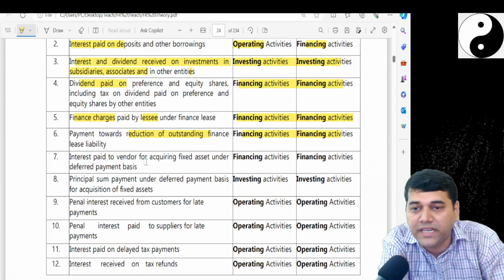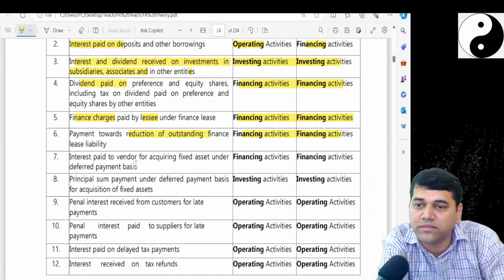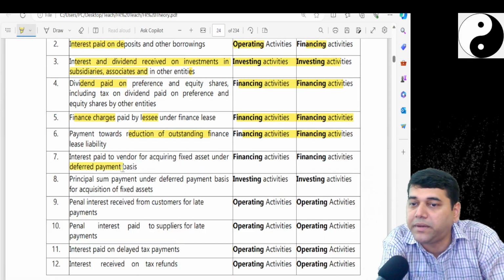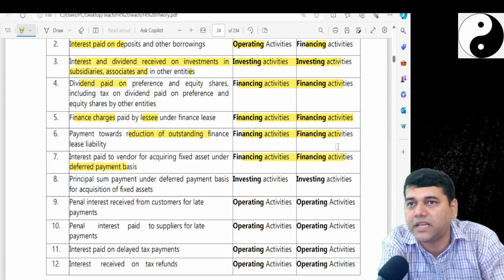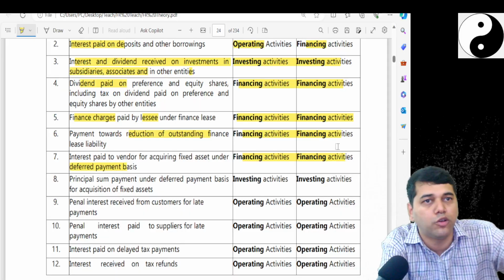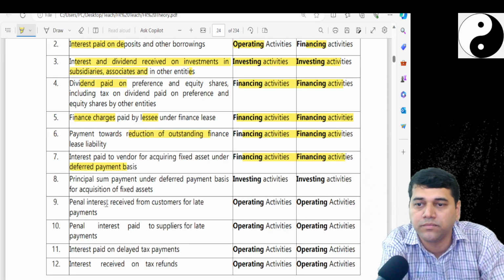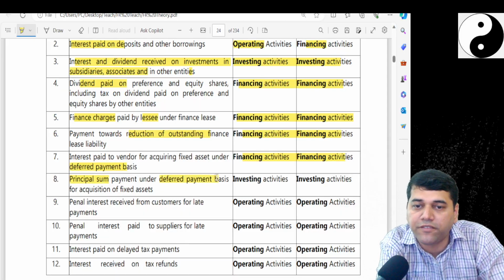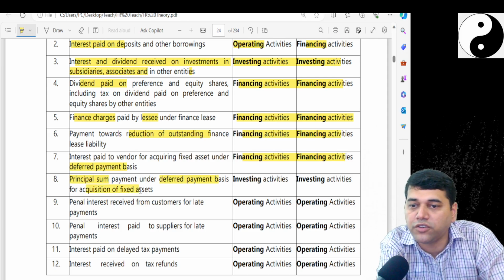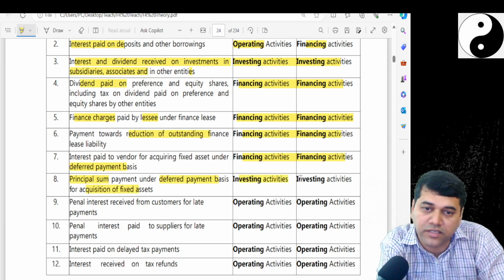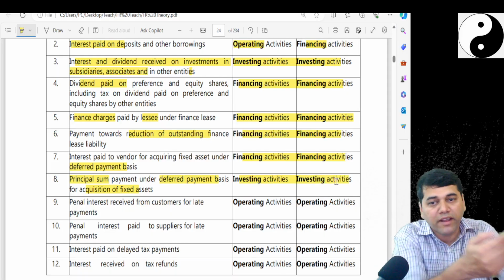Interest paid to the vendor for acquiring fixed assets under deferred payment is a financing activity. Otherwise, you would have taken a loan and paid for it, and purchased it. The principal sum payment under the deferred payment for acquisition is an investing activity, because you have acquired PPE.